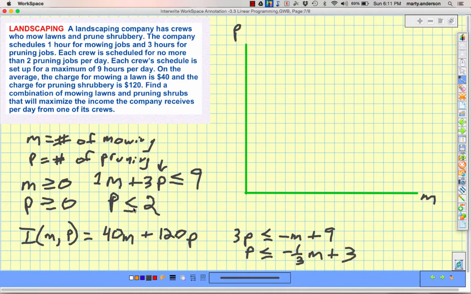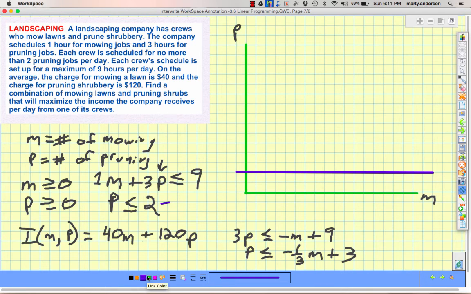So I need P is less than or equal to 2. So I am going to have a horizontal line where P is always 2. Less than it would go there and down. That's my P is less than or equal to 2.